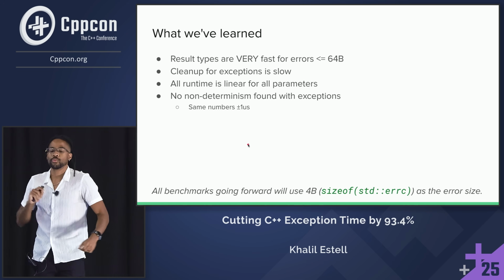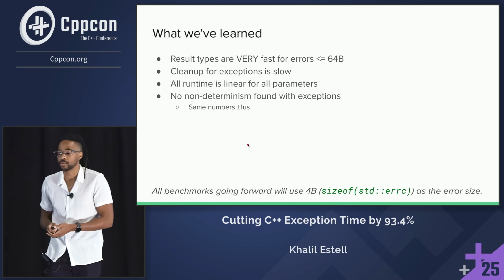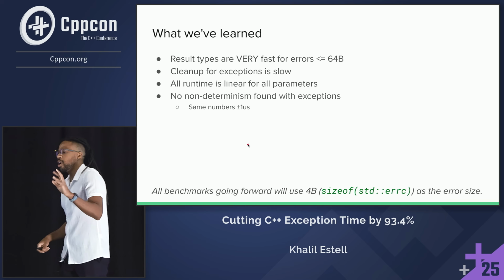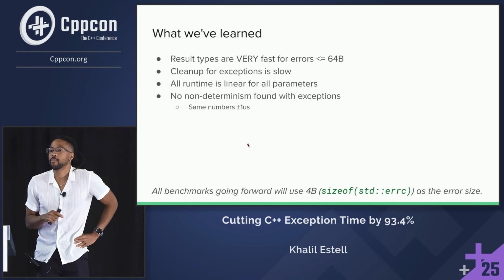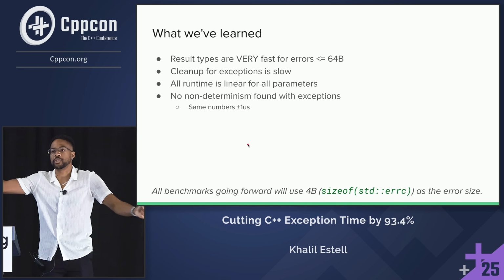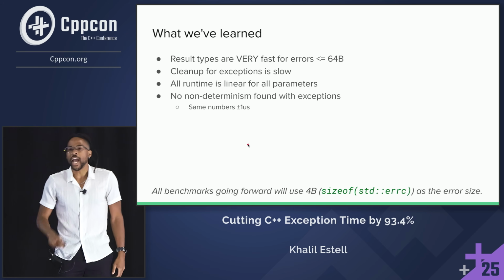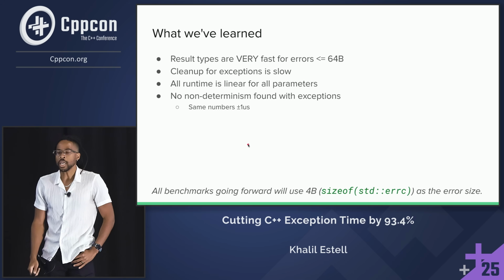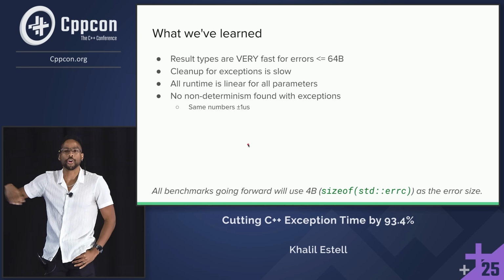So with all of that, what have we learned? Well, one, result types are very fast for errors less than or equal to 64 bytes. Cleanup for exceptions is quite slow. And here are a couple things that I found as I was looking into this. All of the runtime parameters, no matter how I change them, are linear. So you can extrapolate between 0 and 100%, and you pretty much have your answer for anything. Also, I couldn't find a lick of nondeterminism at all in this experiment. And from now on, we're not going to worry about 65-byte or 16-byte errors. We're going to stick with just error codes for the rest.